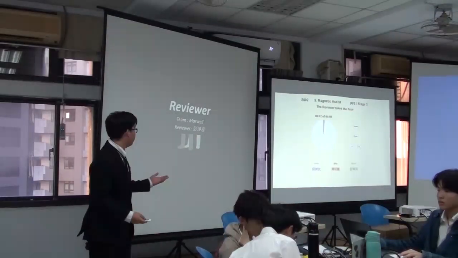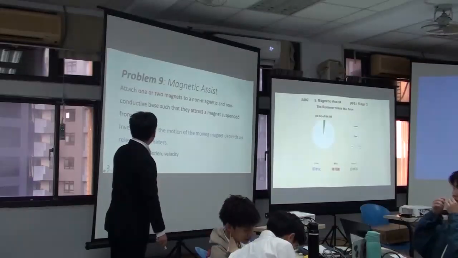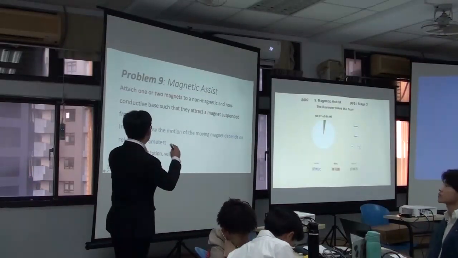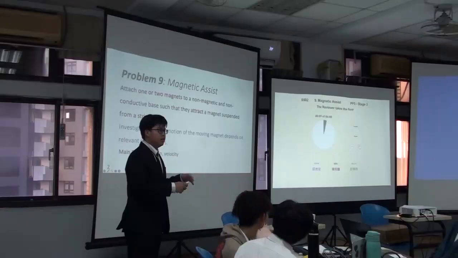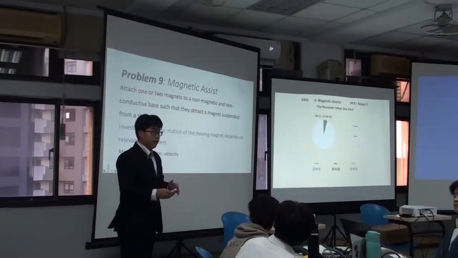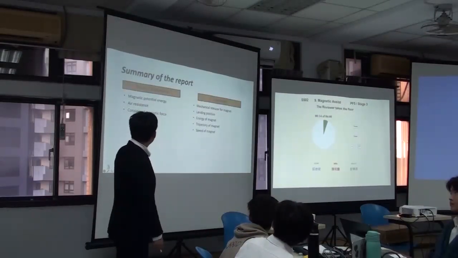I'm a reviewer from Team Maxwell, and today I will review problem number 9, magnetic. The main focus of this problem is the motion of the magnet, and the reporter also mentioned the velocity of the magnet. That is a summary of the report.